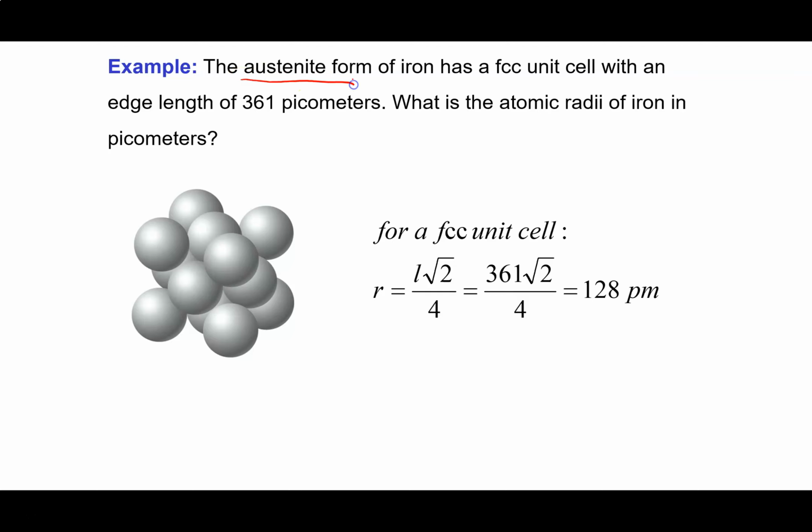The austenite form of iron has a face-centered cubic unit cell, with an edge length of 361 picometers. So what is the atomic radius of iron in this particular crystalline form? For a face-centered cubic unit cell, R is equal to L root 2 on 4. Again, we're just going to leave everything in picometers. So 361 times root 2 on 4, and we get 128 picometers.